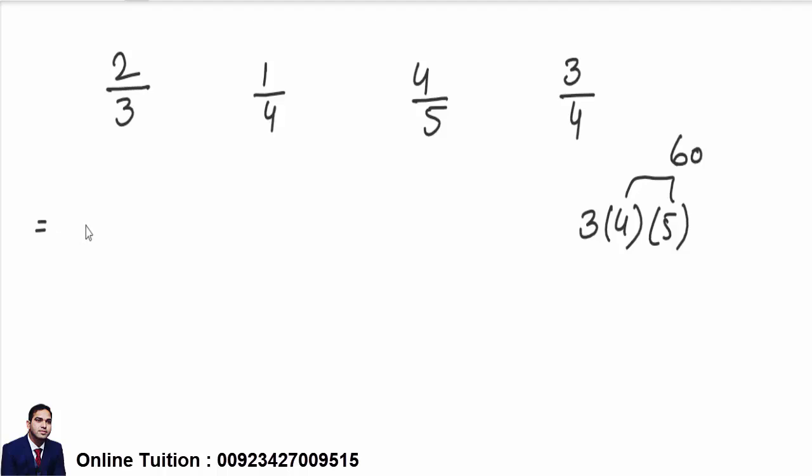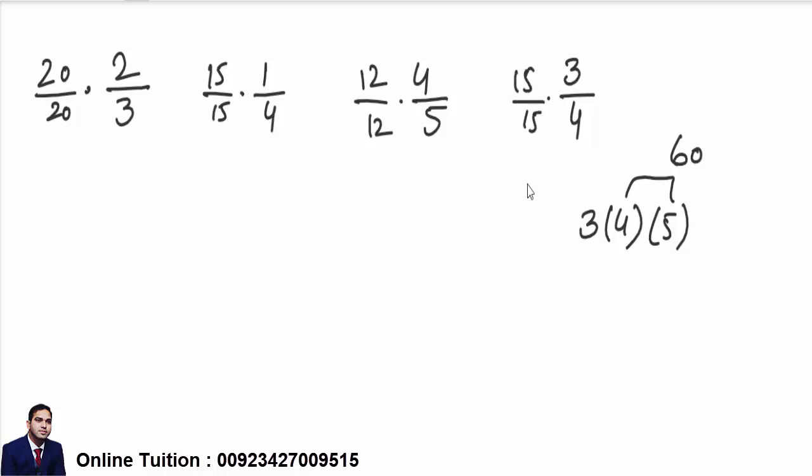So right here, this is 2 over 3. Multiply this by 20 over 20. Why? Because 20 multiplied by 3 is 60. Then multiply 4 by 15, which makes it 60. So 1 over 4 is multiplied by 15 over 15. And 5 multiplied by 12 over 12: 5 twelves are 60, so it is 60. And here you multiply by 15 over 15. So this is the scenario.